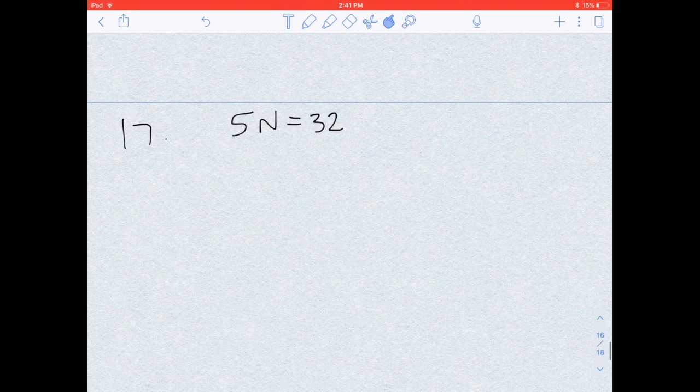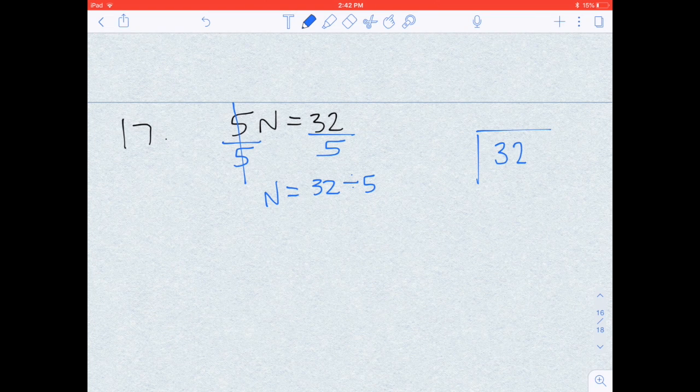Number 17. 5n equals 32. Well, to get n by itself, I have to divide both sides by 5. The 5's cancel out, and I'm left with n equals 32 divided by 5. And then I have to do some long division over here. And let's see, 5 fits into 32 6 times.